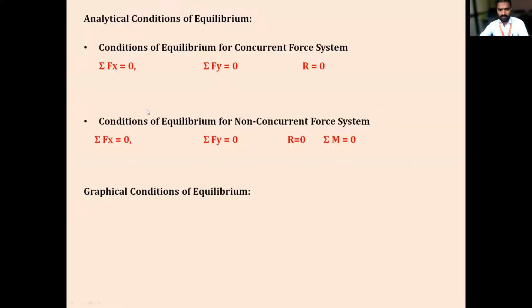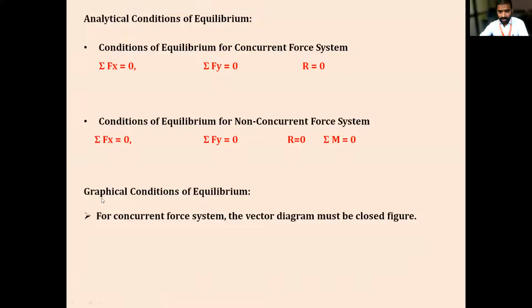This is the analytical condition. Then what will be the graphical conditions? Next point is graphical conditions of equilibrium. In case of graphical conditions, for the concurrent force system, the vector diagram must be a closed diagram. See how it will be.